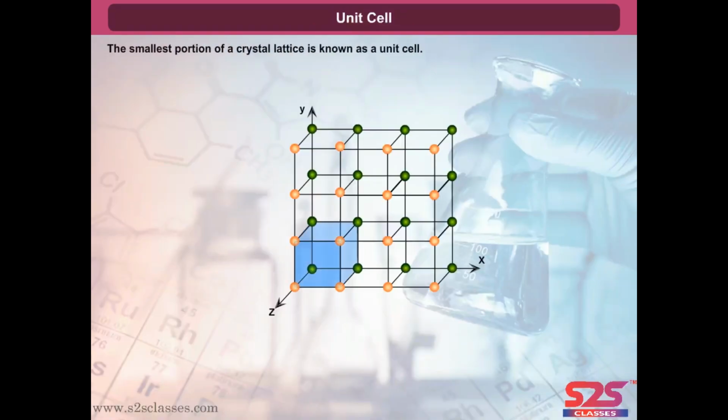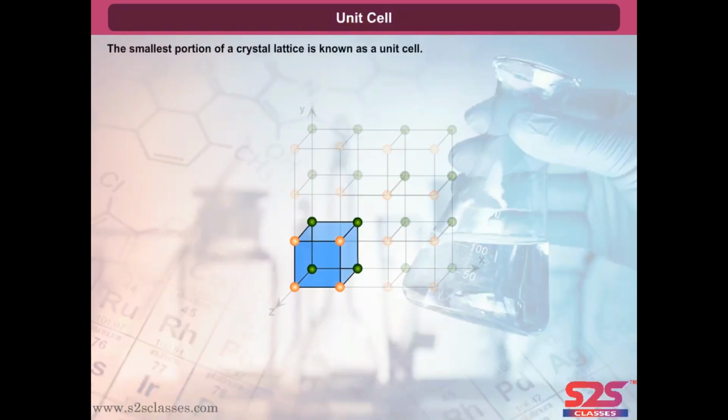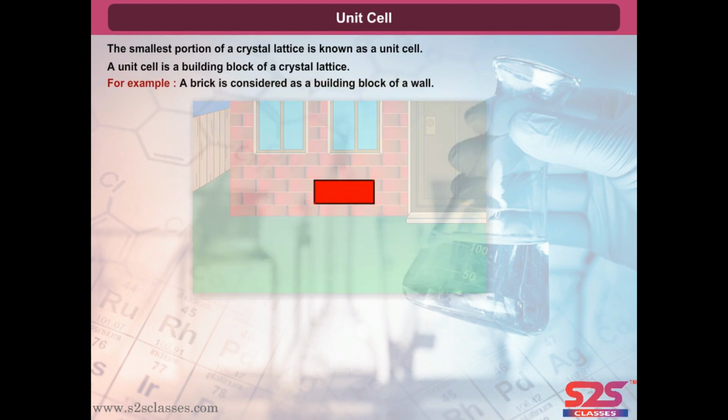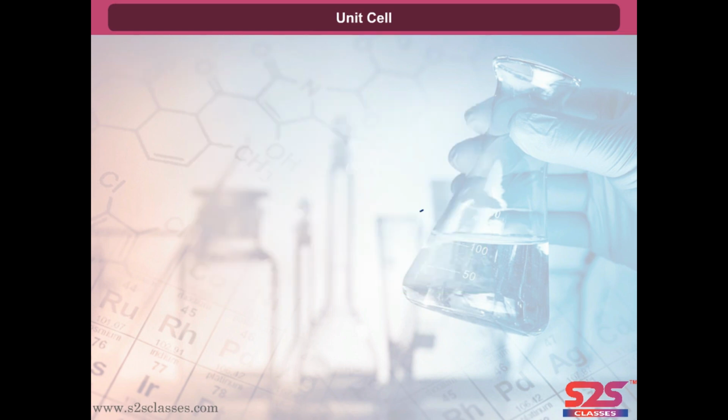The smallest portion of a crystal lattice is known as a unit cell. A unit cell is a building block of a crystal lattice. For example, a brick is considered a building block of a wall.